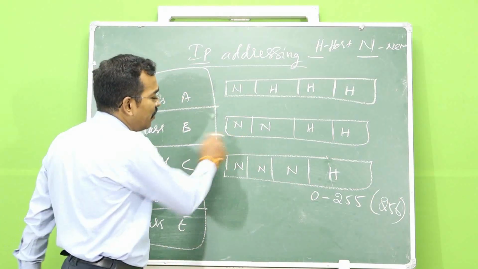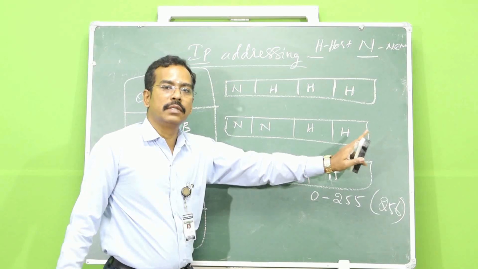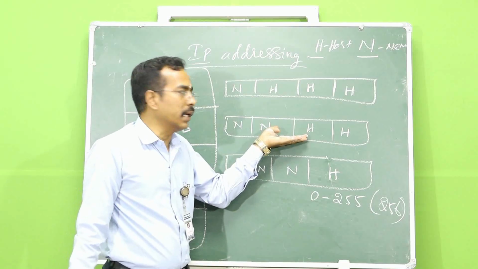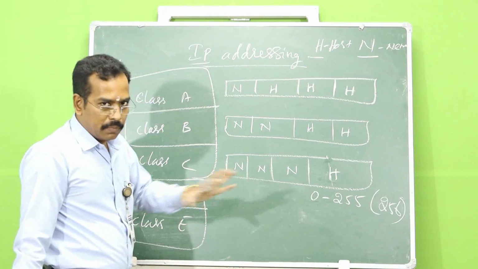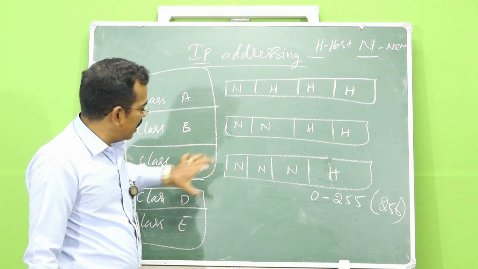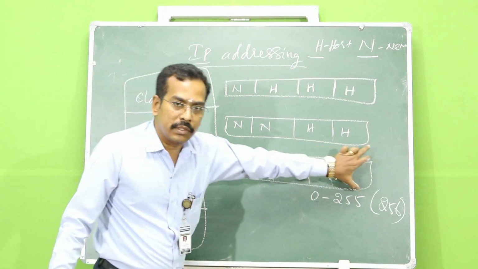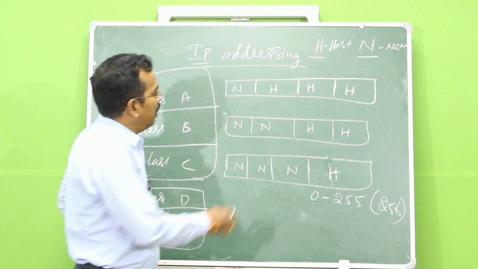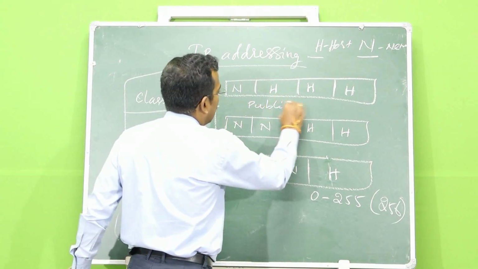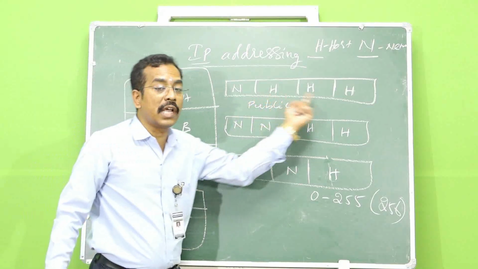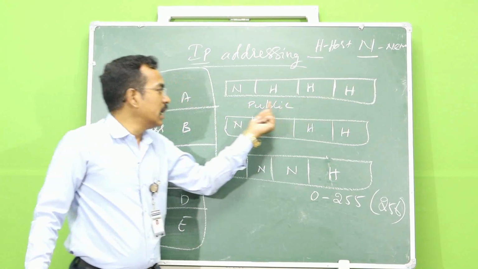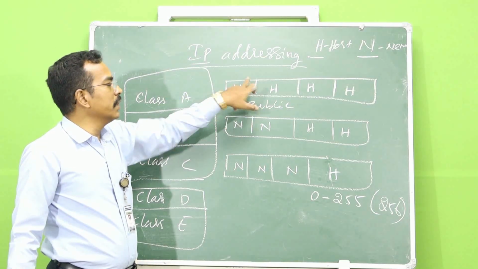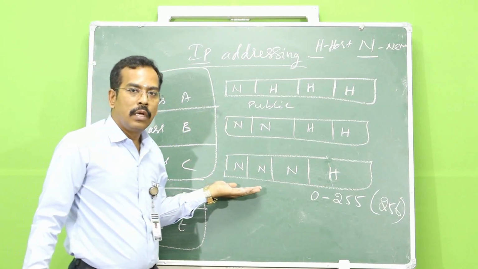In class B, two 8-bits are given, that is 16 bits for host. Compared with class C, more hosts can be allocated in class B. To put it in a nutshell, class C will be used in local networks, local communication, LAN. Normally for public addressing, I will go with class A because more hosts can be given. When you go with the internet and get a public address, you will go with class A. This will be for local networking.